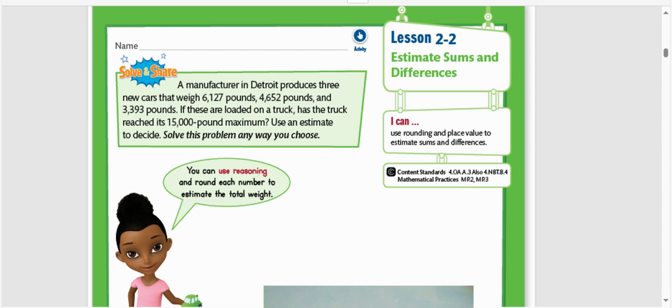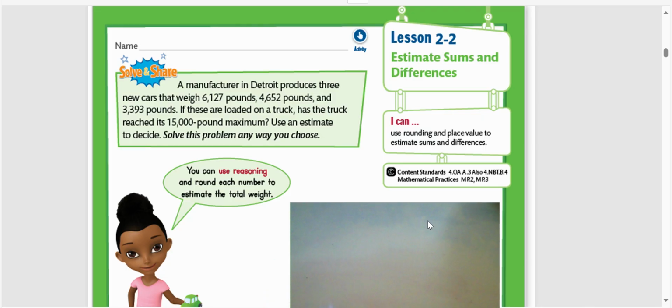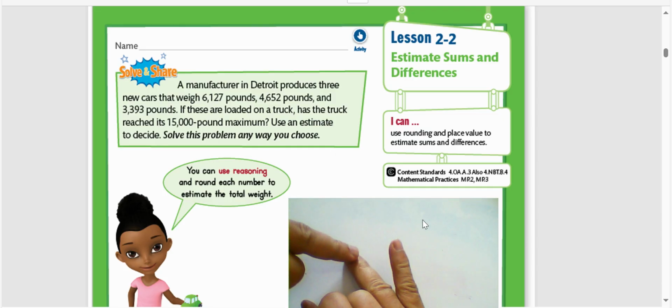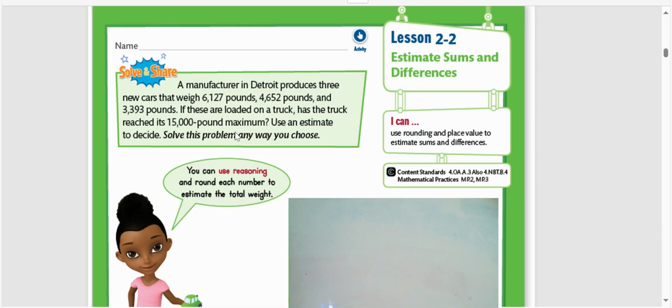Grade 4. Today we'll explain lesson number 2, topic 2, estimate sums and differences. What about the estimation here? Estimation means approximating to the nearest tens, hundreds, or thousands, or you can estimate by using the front-end strategy. You can use rounding or the place value on the left-hand side. Like 6127, this number we can write as 6000 by the front-end strategy.